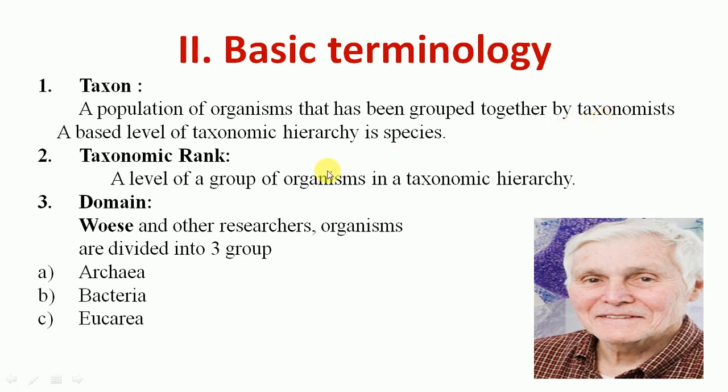The base level of the taxonomic hierarchy is the species, which is one of the taxonomic groups. Then the next terminology is taxonomic rank. The level of a group of organisms in the taxonomic hierarchy is known as a taxonomic rank.